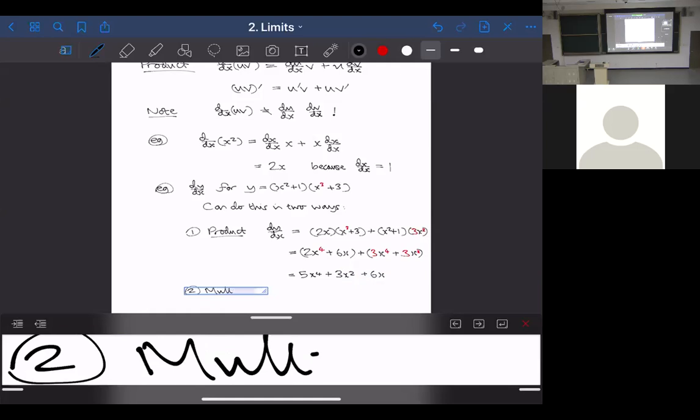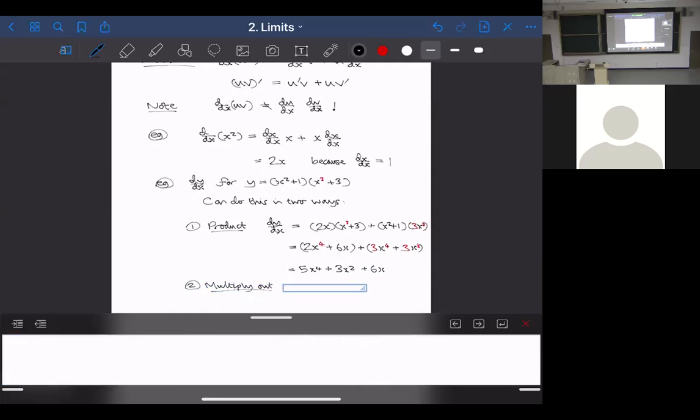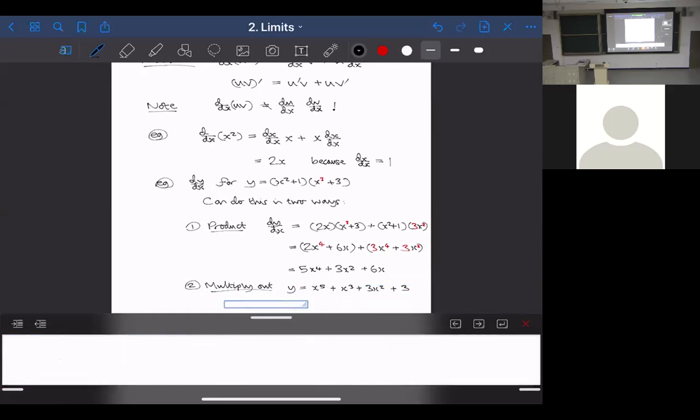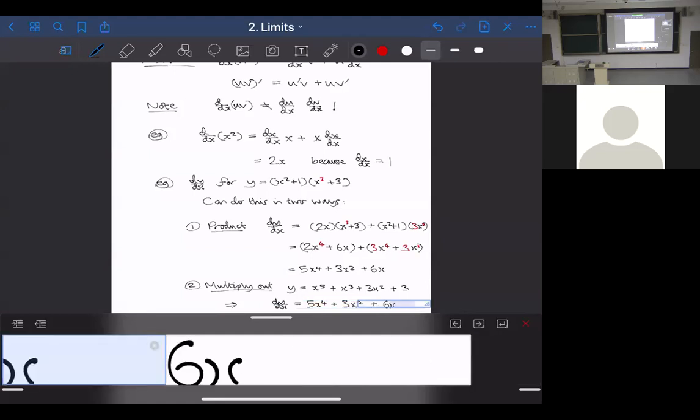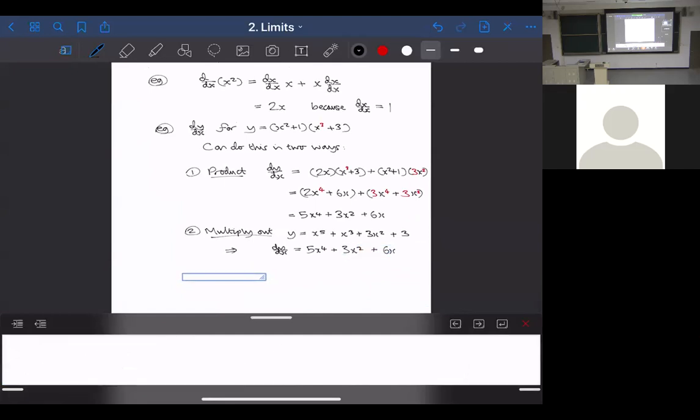But we can also get this by multiplying out. So y, if I multiply out, is x to the 5 plus x cubed plus 3x squared plus 3. And that implies dy by dx is 5x to the 4 plus 3x squared plus 6x, just like we calculated before. So both methods agree.